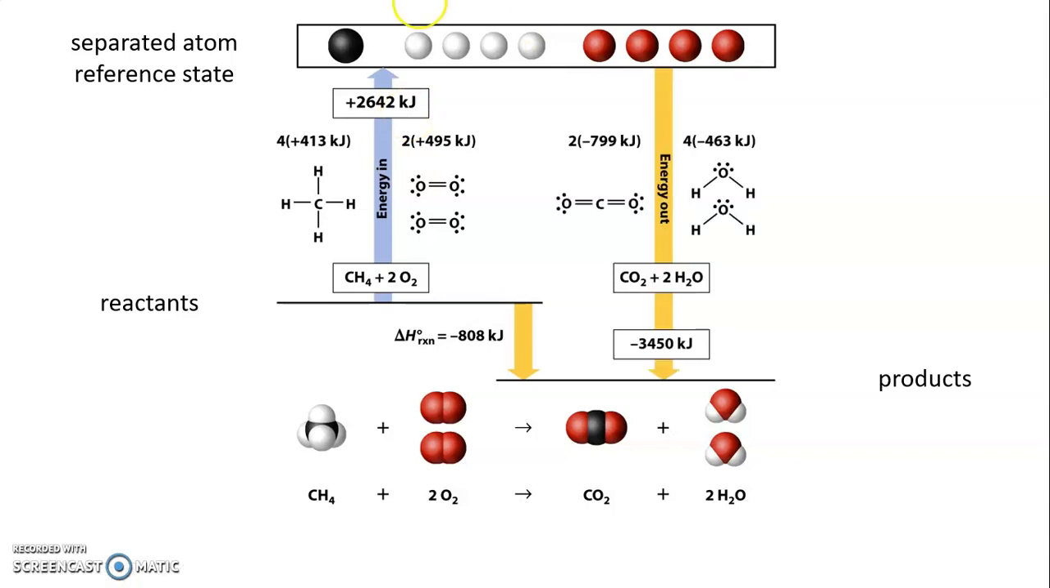We're now going to form the bonds in the products, so now we've got those 2 carbon-oxygen double bonds and the 4 OH single bonds in the waters, and that gets us back more energy than we had to put in to break the bonds. It gets us back negative 3,450 kilojoules when you add up all those bonds, and the difference, not surprisingly, is the difference in the enthalpy of reaction of the reactants and the products. So this is just another example of how we can use Hess's law to calculate an energy the way we want to, rather than having to worry about the direct process.